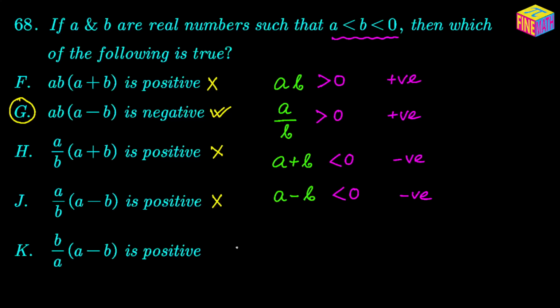And let's look at the last one, B divided by A. Well, B divided by A is also a positive number. I forgot to note it down, so let me quickly put it right here. So B divided by A, and B is negative, A is negative, so their quotient will obviously be positive. And so if you look at it, B divided by A is a positive number, and A minus B is actually a negative number. So the product of a positive number and a negative number cannot be positive. That is also not possible. So the only correct option here is option G, and that is our correct answer.